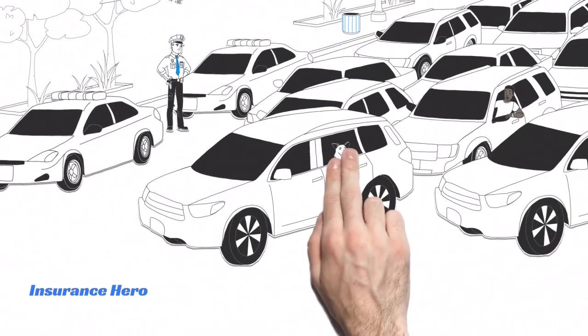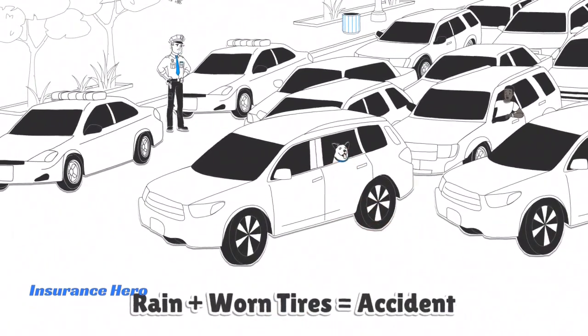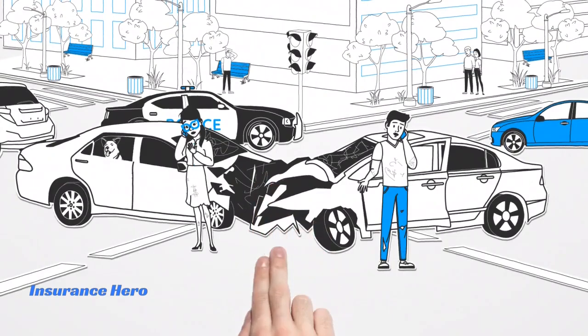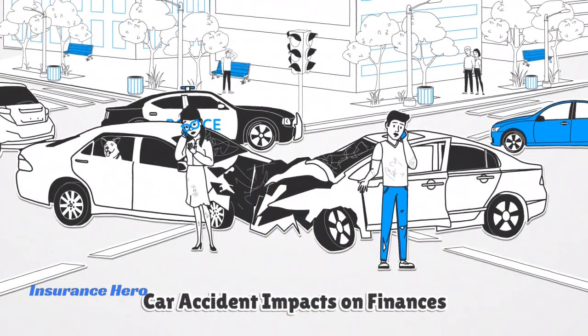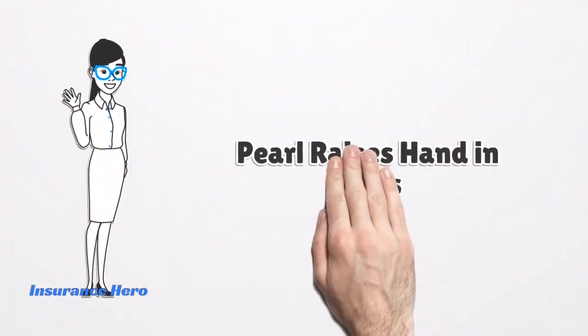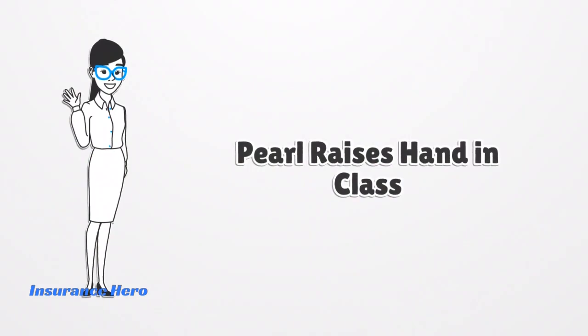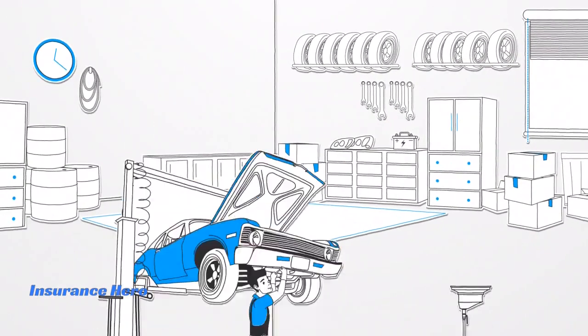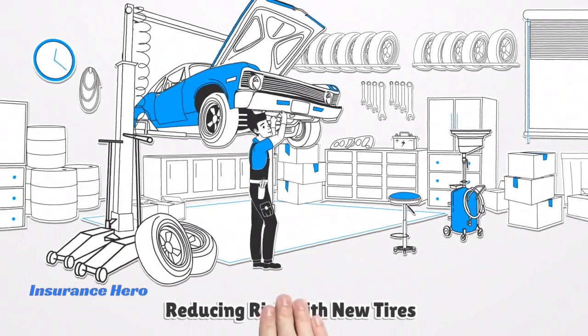If it's raining and you have worn tires, there's a higher chance of a loss caused by the peril of an accident. The accident itself is the peril, while the loss is the reduction in your car's value and potential out-of-pocket expenses. So by replacing worn tires with new ones, you can reduce the risk of an accident and manage the physical hazard?